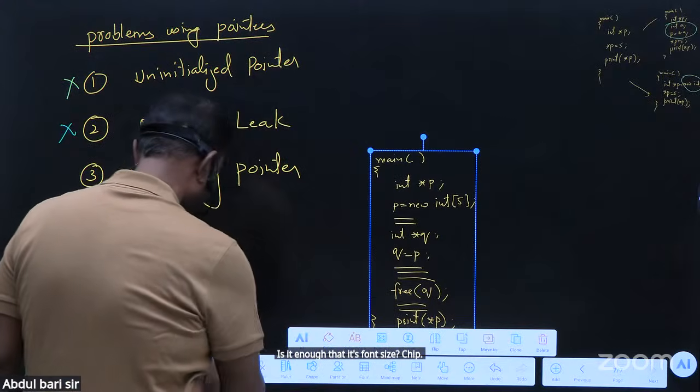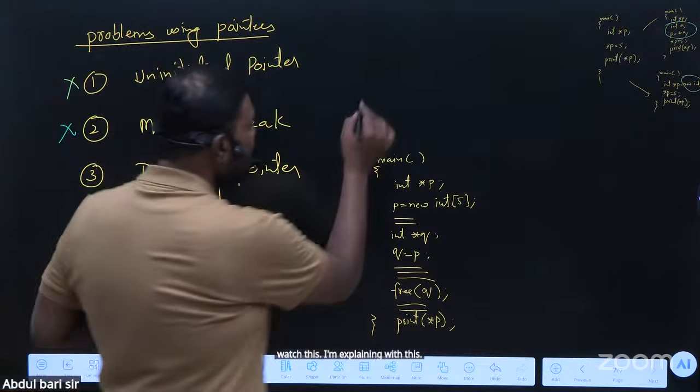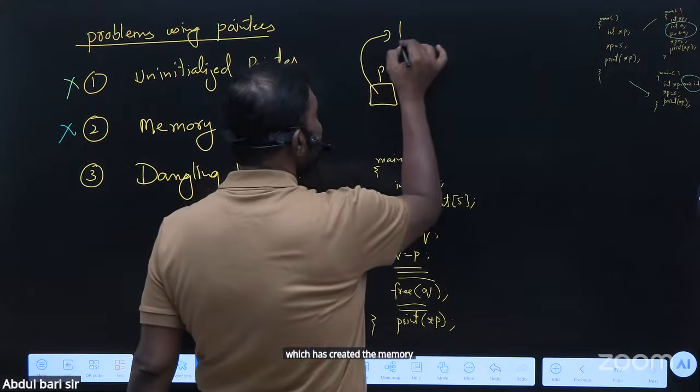Watch this. I'm explaining this to you. I have a pointer P, which has created memory of size 5 in heap.